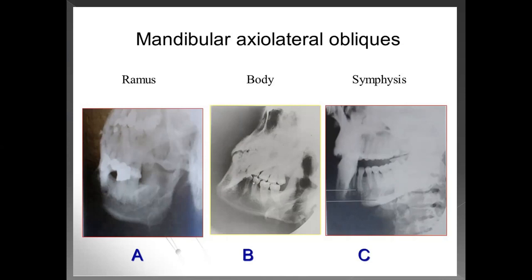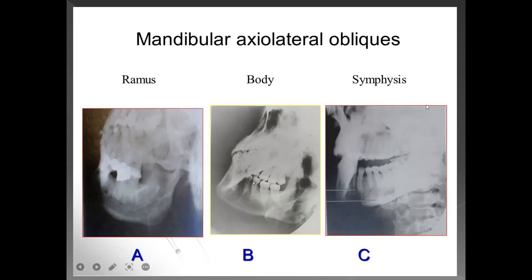The angles that I'm sharing with you were shared by my TMO, which I've verified online, and yes, these are the angles being used. So 10 to 15 degrees for the ramus, up to a 30 degree lateral oblique for the body, and a 45 degree lateral oblique for the symphysis. All right, so these are called axiolateral obliques.